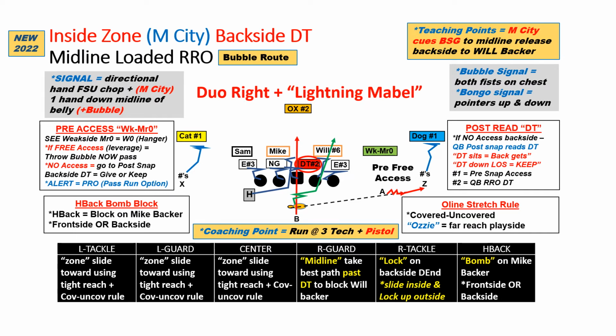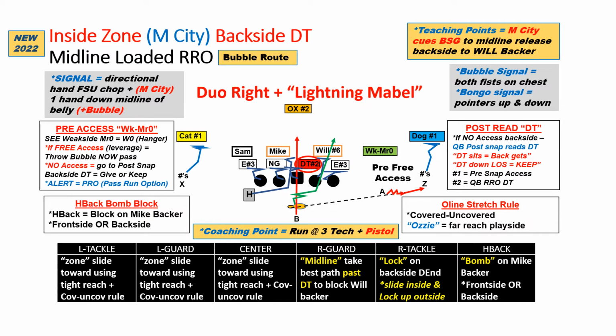It's Lightning, which is split zone to the left, Mabel call. The one change is the H back, when he hears a midline, split zone midline, is he's going to go ahead and pull to block the Mike backer. Quarterback again will read the defensive tackle, first one backside from the center. If he sits, the back gets.